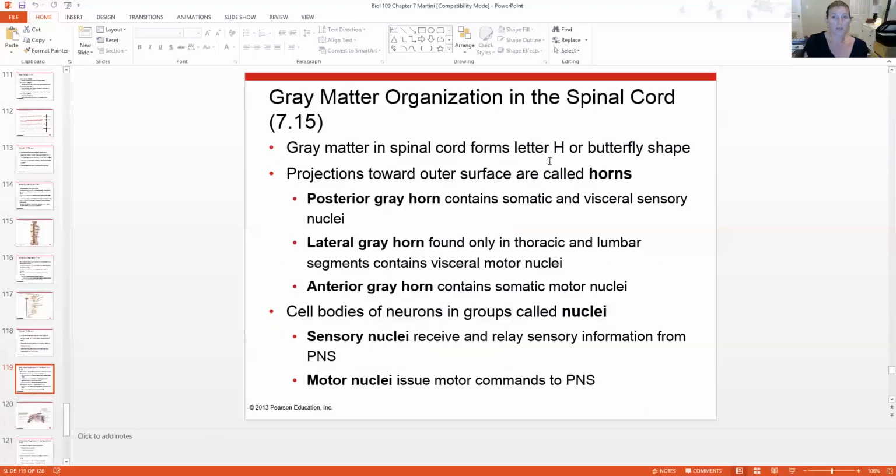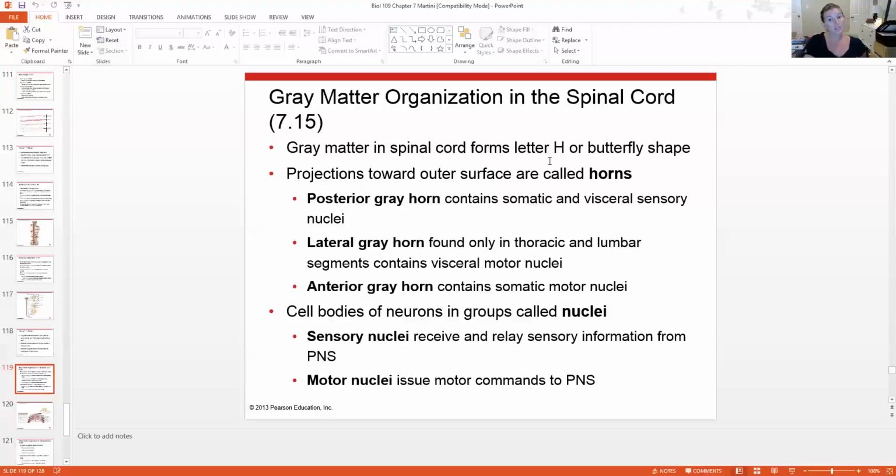Let's talk about gray matter organization of the spinal cord. The gray matter in the spinal cord forms like a little butterfly shape in the middle. They're called horns. There's a posterior gray horn, which has the somatic and visceral sensory nuclei. The lateral gray horn, which has visceral motor nuclei, usually only associated with the abdominal area. And then the anterior gray horn with the somatic motor nuclei.